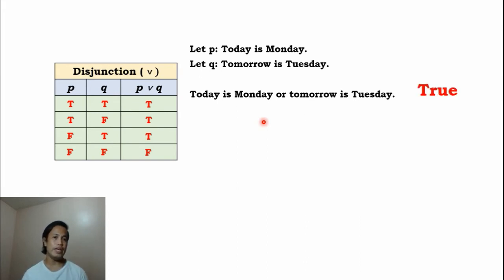But if in reality today is not Monday, meaning the statement is false, that goes to follow. If today is not Monday, of course, tomorrow is not Tuesday, under this row, which is a false statement. Let's proceed to another example.